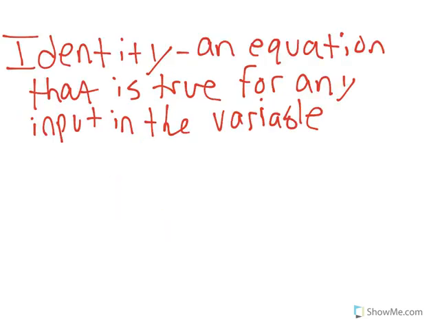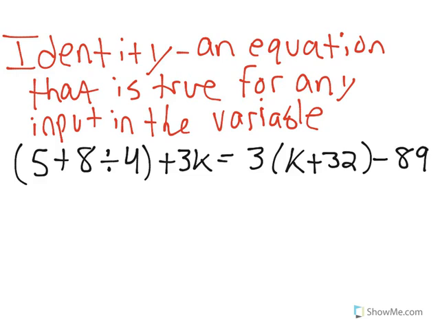So we're going to talk about a special situation real fast. We're going to call it an identity. An identity is an equation that is true for any input in the variable. And essentially what it's going to mean is, I'm going to give you an example where when you solve it, it's essentially going to mean that everything is a solution, infinite solutions. I'm going to show you what I mean. So take a look at this example problem. Let's solve it and see what happens.